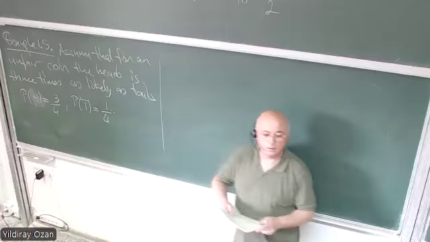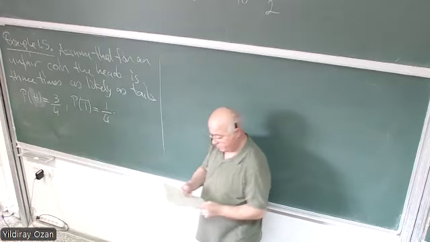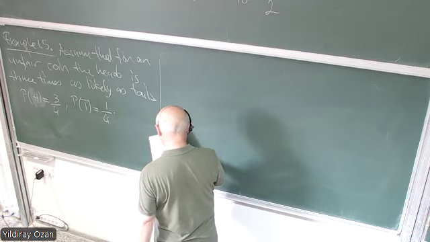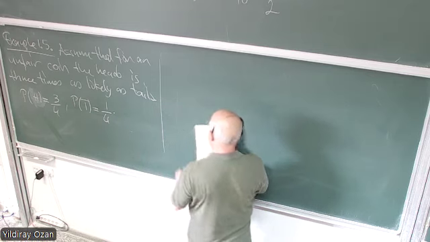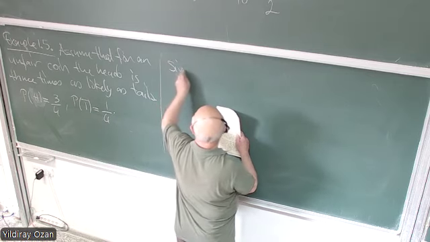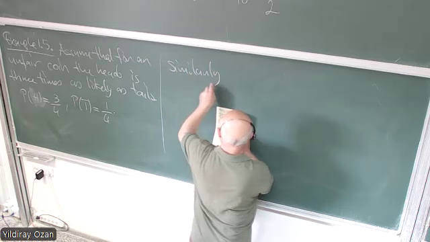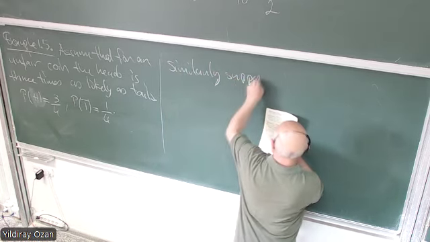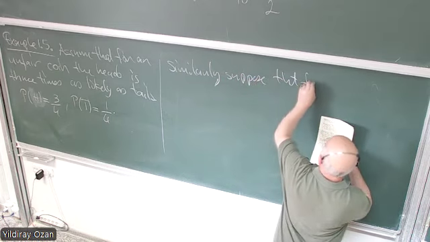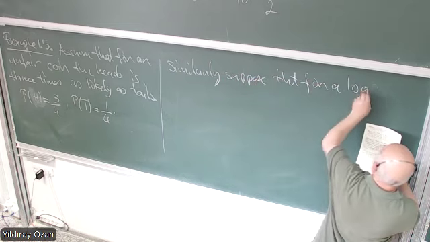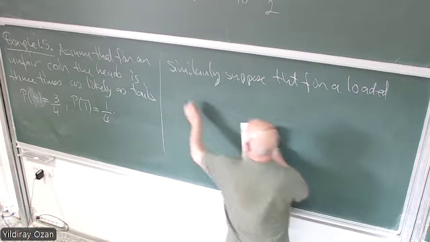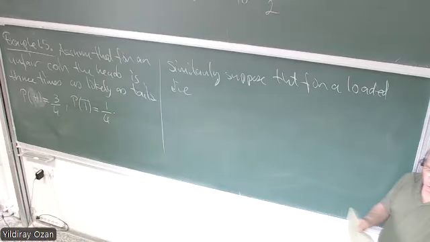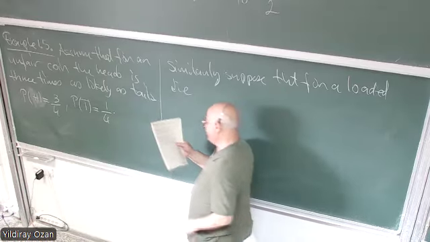Sorusu olan var mı? Okay. Hilelilerden başlamışken zarlarda da bakalım durum nasıl. Suppose that for a loaded die. Böyle deniyormuş. Ben de bilmiyordum. Yani hileli para.